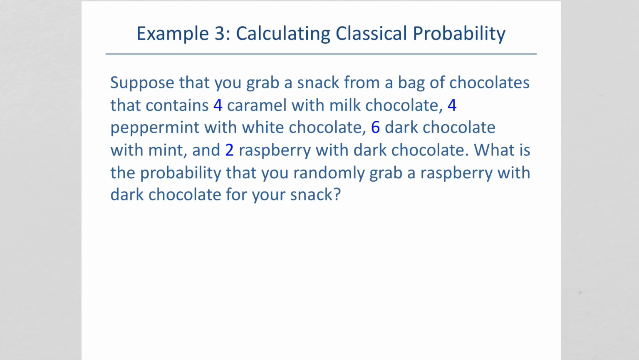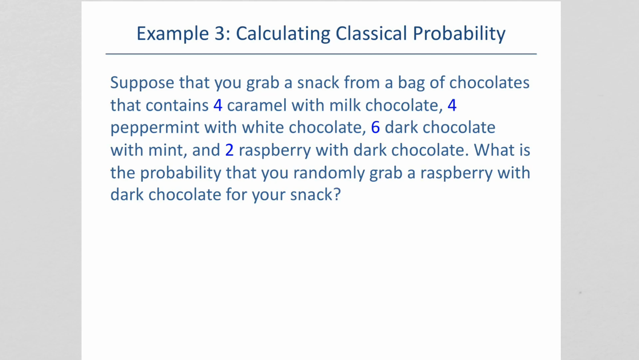Suppose that you grab a snack from a bag of chocolates that contains 4 caramel with milk chocolate, 4 peppermint with white chocolate, 6 dark chocolate with mint, and 2 raspberry with dark chocolate. What is the probability that you randomly grab a raspberry with dark chocolate for your snack?